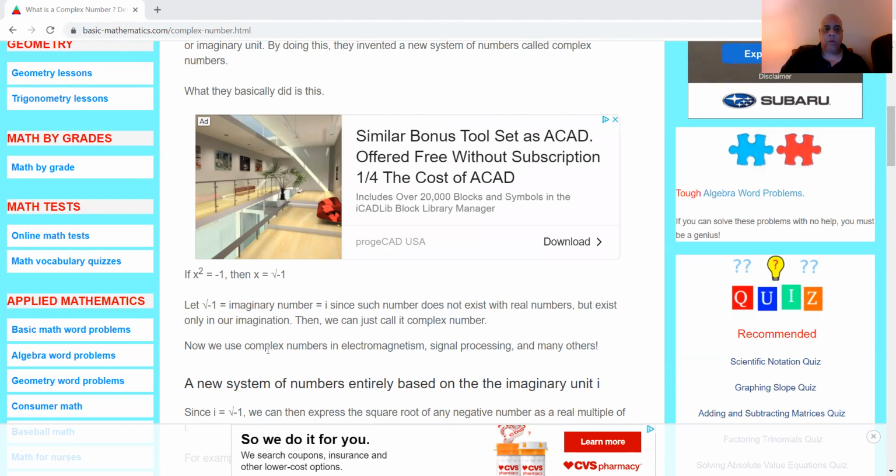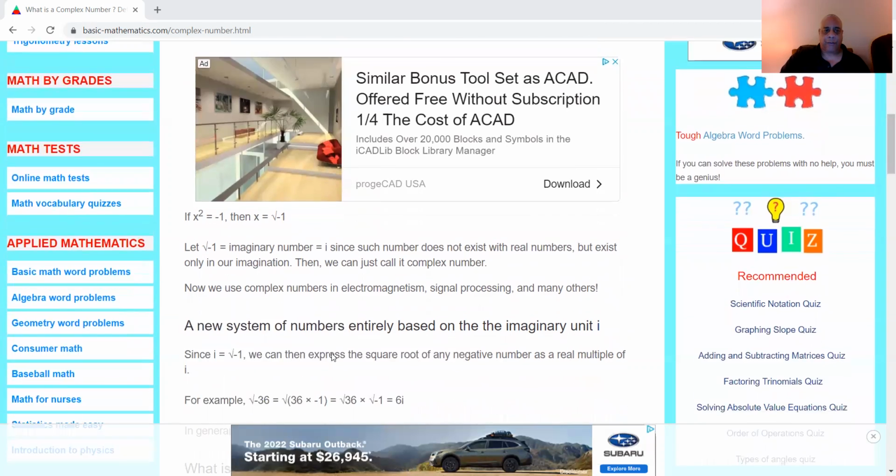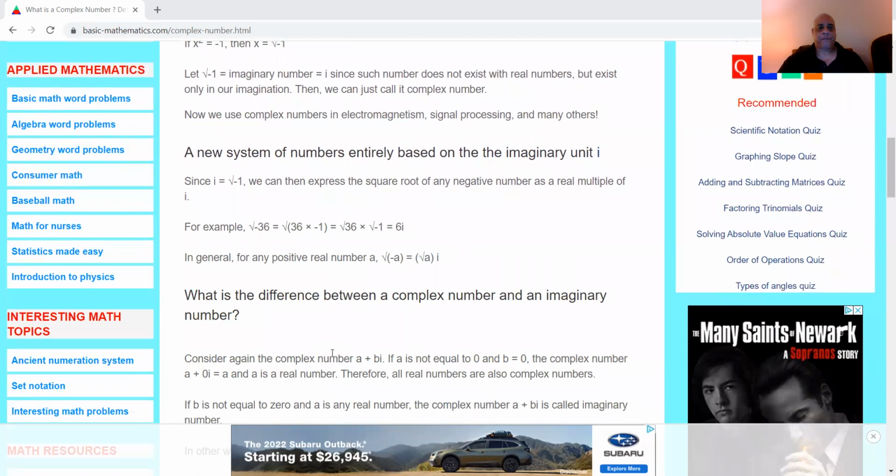Now, we use complex numbers in electromagnetism, signal processing, and many others. And of course, we're dealing with a lot of electricity. Now, a new system of numbers entirely based on the imaginary unit i. Again, since i equals the square root of negative 1, we can then express the square root of any negative number as a real multiple of i.